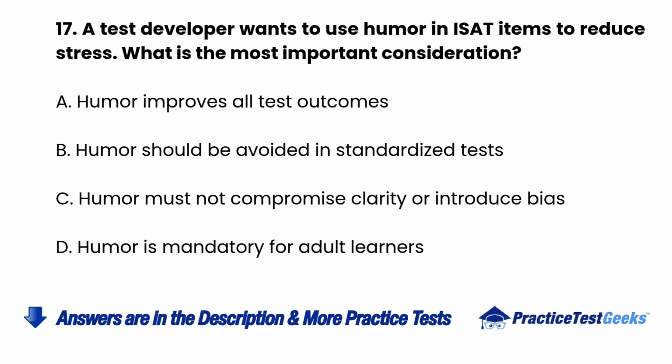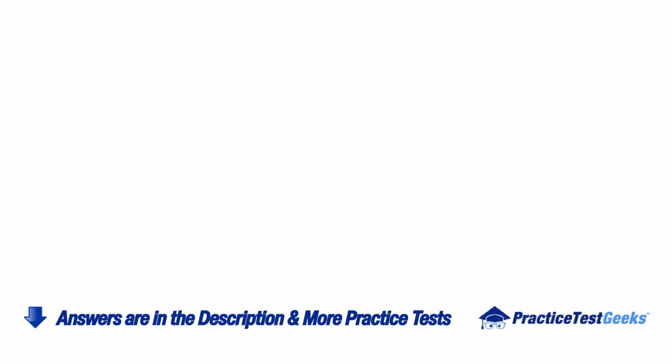17. A test developer wants to use humor in ISAT items to reduce stress. What is the most important consideration? A. Humor improves all test outcomes. B. Humor should be avoided in standardized tests. C. Humor must not compromise clarity or introduce bias. D. Humor is mandatory for adult learners.